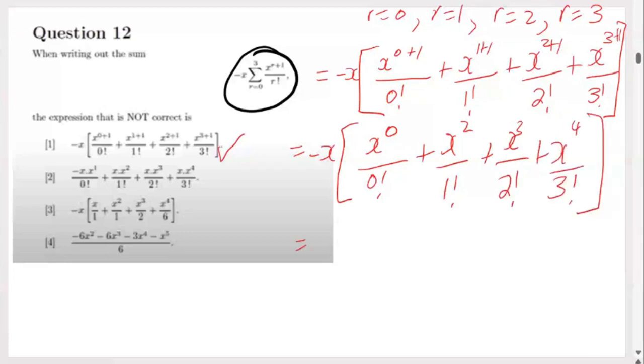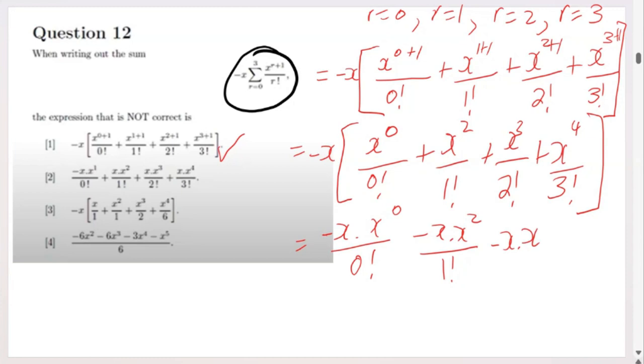Because if you were to multiply by negative x on number 2, you are going to have negative x multiplied by x to the power 0 over 0 factorial plus negative x multiplied by x to the power 2 over 1 factorial, minus x multiplied by x to the power 3 over 2 factorial, minus x multiplied by x to the power 4 over 3 factorial. I'm just substituting because I want to see if this is making sense. Look, this is the same as this one, okay?